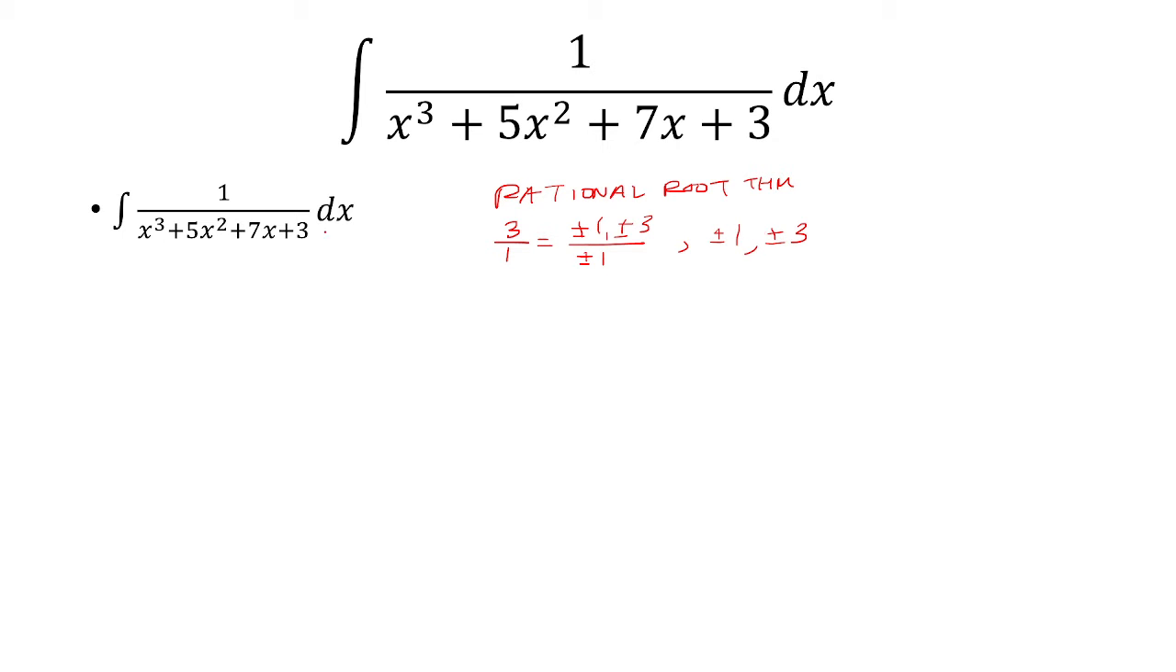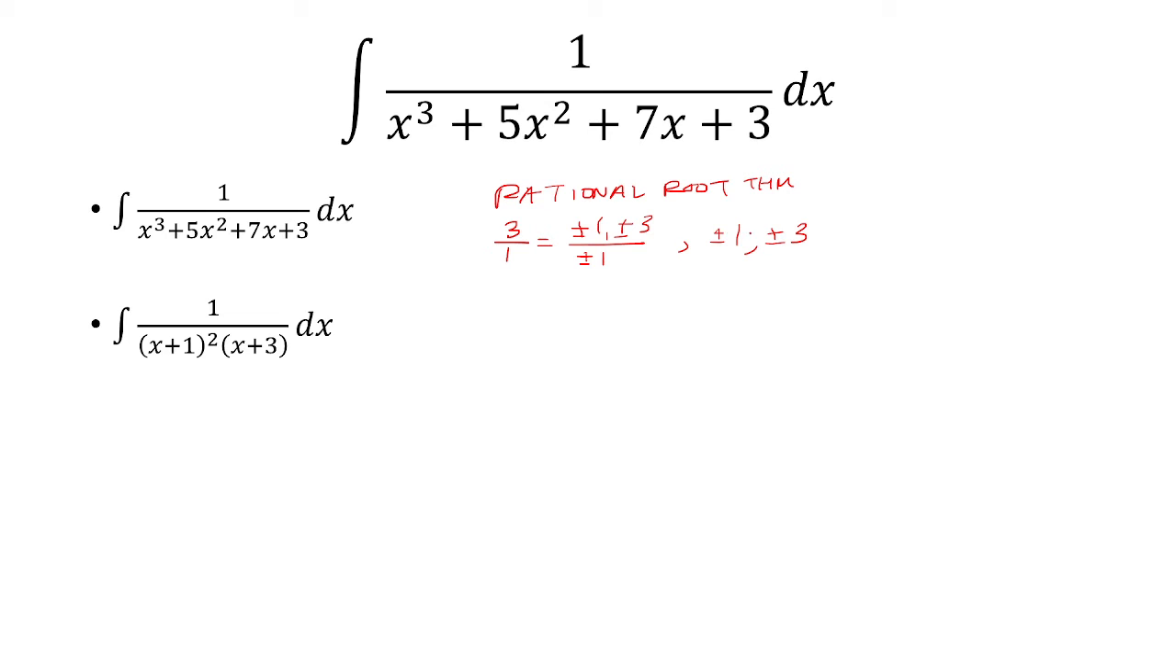So what you have to do is test these out to see which one works. So like you would plug in x equals 1. Clearly x equals 1 is not going to work because that makes everything positive. You have positive coefficients, so it wouldn't work. That's never going to be 0. So you want to test negative 1 and negative 3. So with negative 1, you have negative 1 plus 5 is 4, minus 7 is negative 3, plus 3 is 0. So negative 1 works, and then you have to test negative 3.